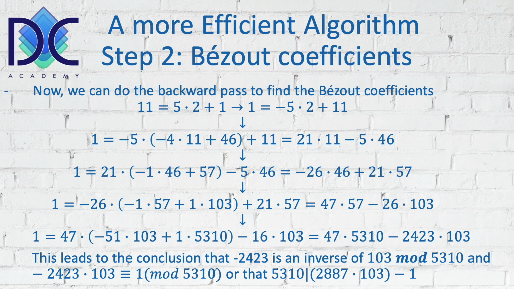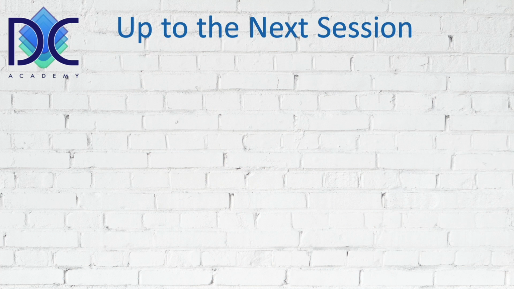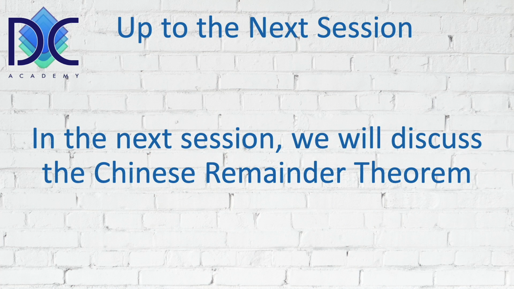And we find that minus 2,423 times 103 is congruent to 1 modulo 5,310, or that 5,310 divides 2,887 times 103 minus 1. And basically, this was what we wanted to do in this session.